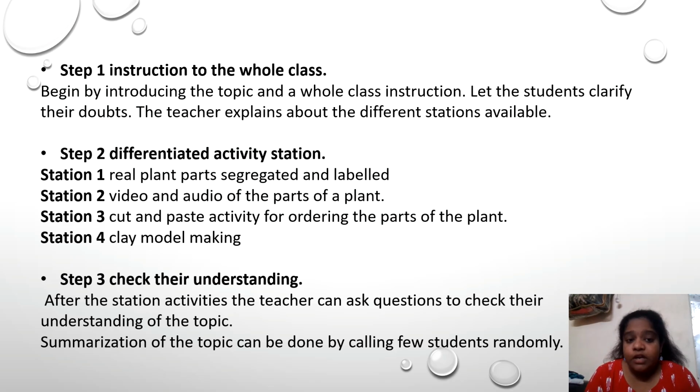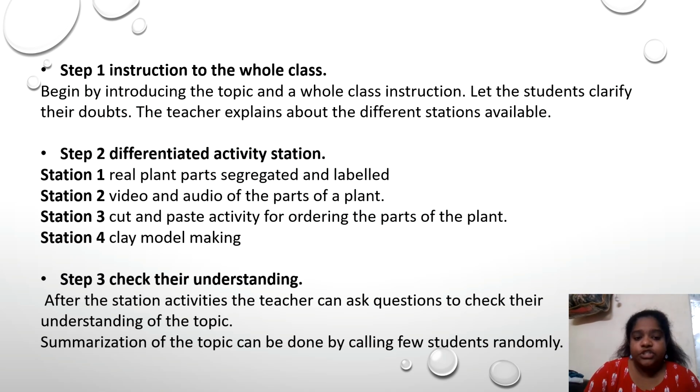So step 2, differentiated activity stations. We have 4 stations there. Real plant parts were segregated and labeled, and in one station there was a video and audio of the plant parts, and the third station was a cut and paste activity for ordering the parts of the plant, and the fourth station was the clay model making.